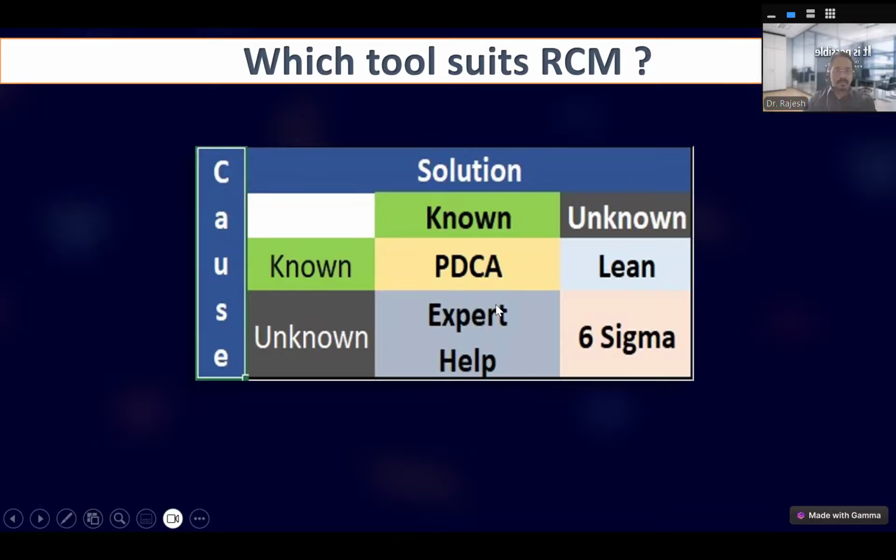By going to the second cycle, your problem will get solved. In the Lean Six Sigma methodology, you need not use any of the tools. The PDCA is one best tool which suits for your RCM, right? So try to implement that, and whenever you want to go to any of the projects, try to do that for your PDCA. Right.